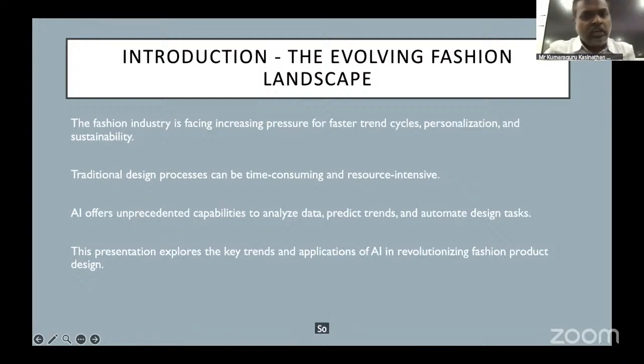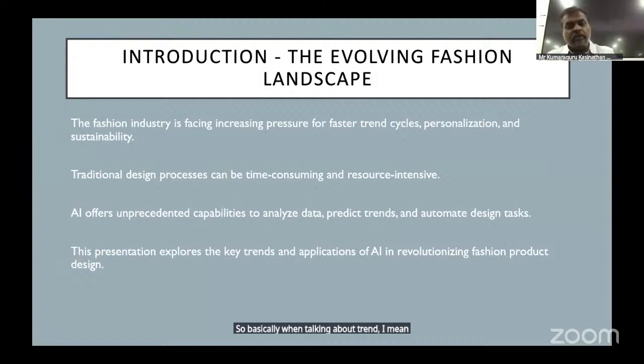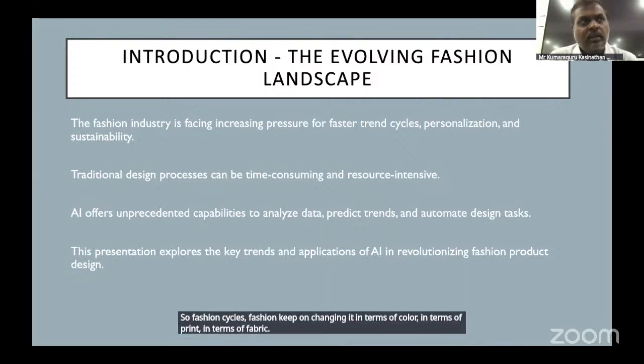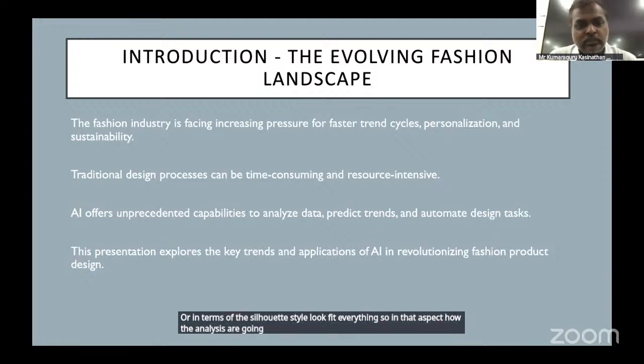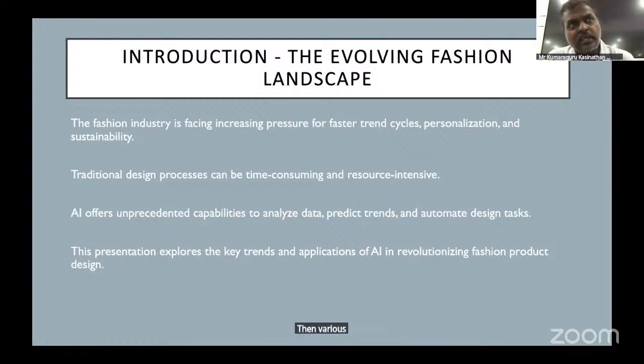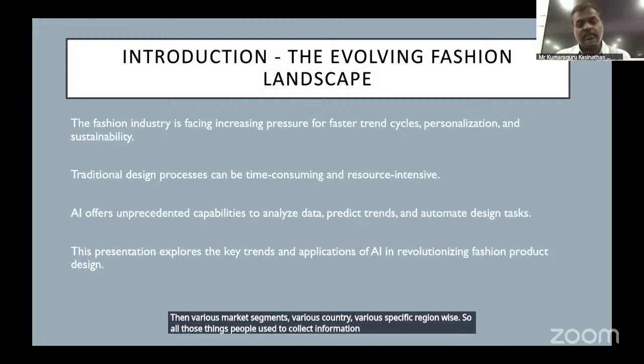When talking about trends, there is a term called the fashion cycle. Fashion keeps on changing in terms of color, print, fabric, material, silhouette, style, look, fit, everything. In that aspect, I'm going to talk about how the analysis is done using AI tools. Before AI came, there was a traditional design process of collecting information from various leading brands, various market segments, country wise, specific region wise. People used to collect all this information, and cumulatively they made a report that is called a trend report, which they used to circulate in the market.